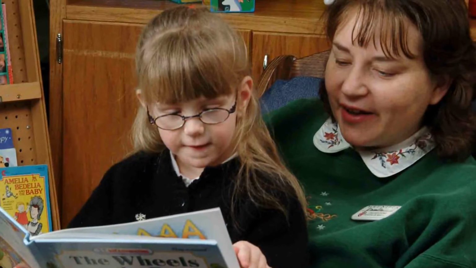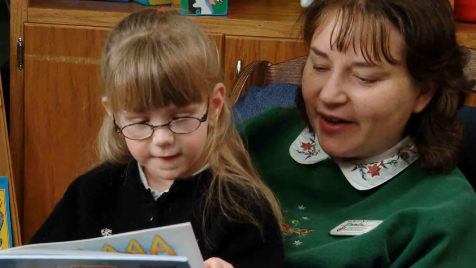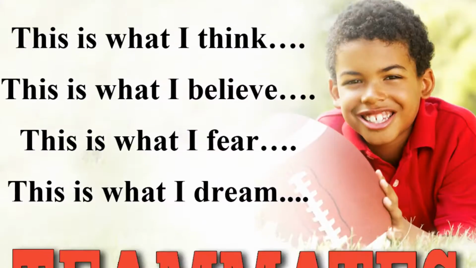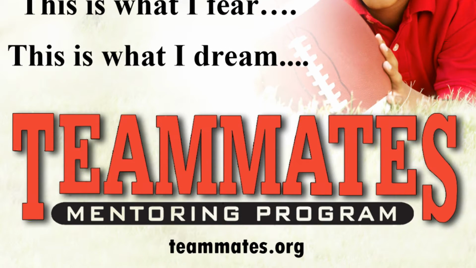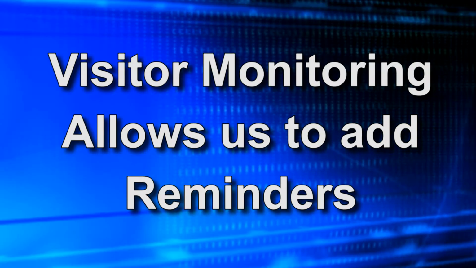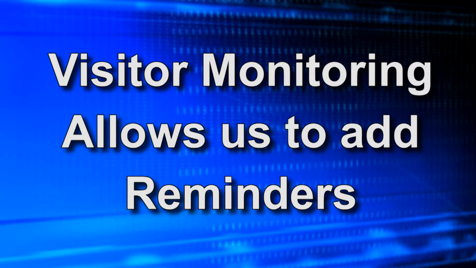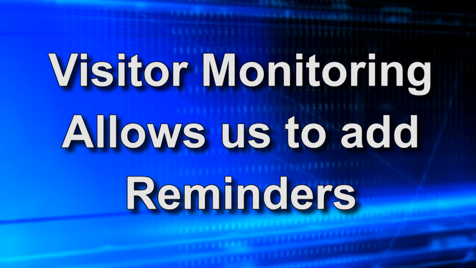The electronic tracking of volunteers makes reporting to nonprofit organizations such as Big Brother, Big Sister, and Teammates much quicker and easier. This visitor monitoring system also allows us to add comments such as custody arrangements or low lunch balance to each visitor. When someone is scanned or entered, a reminder appears allowing the Raptor operator to remind the visitor of the note.